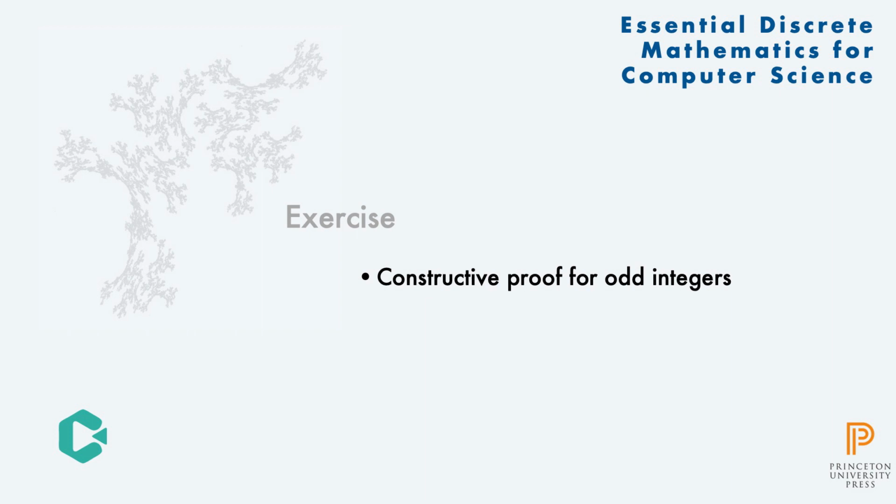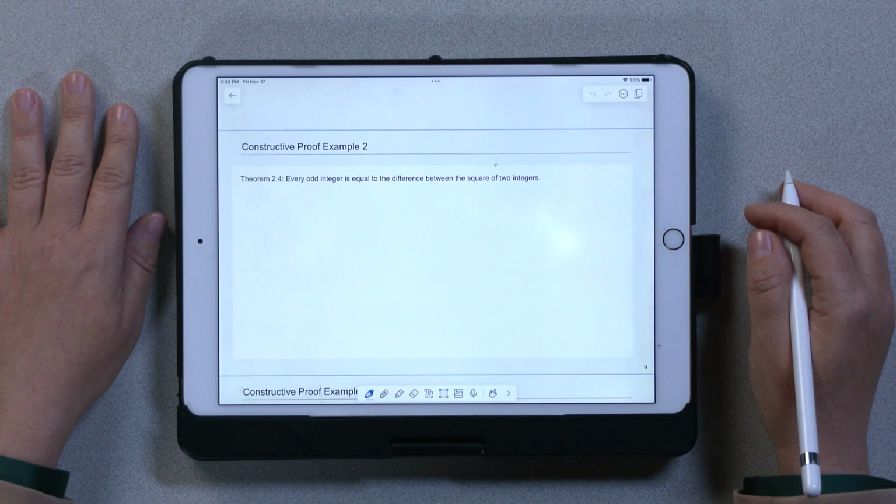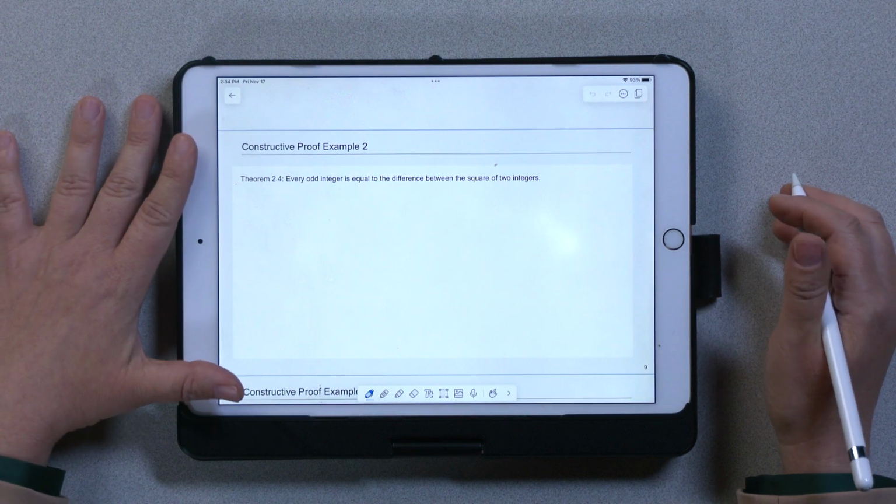Let's do another example of a constructive proof. We'll prove the following theorem. Every odd integer is equal to the difference between the square of two integers. Before we try to prove a claim, it's really important to make sure we understand it first. So let's see if we actually believe this.